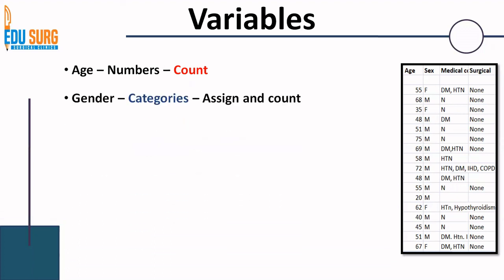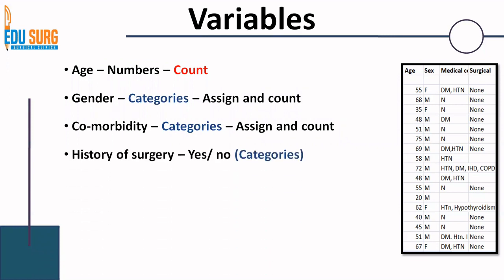When we go to gender, we know that it can be male, female, unspecified, not wanting to answer, some new categories that are now included in gender. But we know that these are categories. So you assign a person to a particular category and then you count, right? That is what is done with data such as gender. Coming to comorbidity, again, it is category: diabetes, hypertension, ischemic heart disease, COPD, whatever it is, these are categories that you are going to assign your patient to, right?